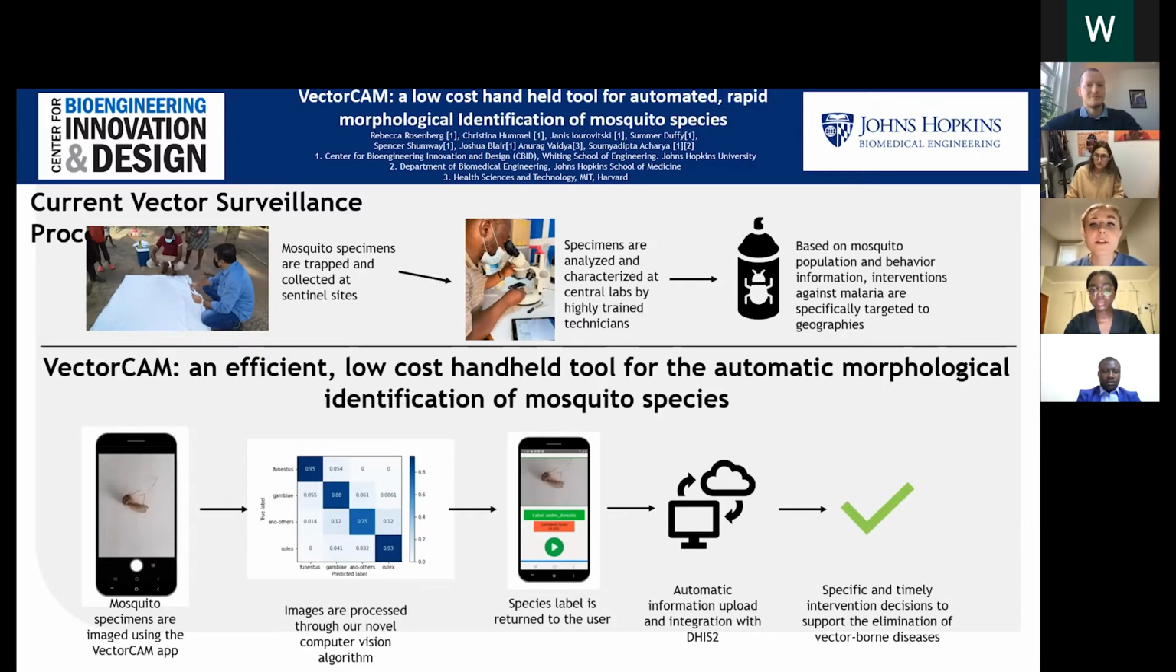By automating the process of mosquito identification, we allow for lesser trained individuals to participate in vector surveillance, thus enabling timely and cost-effective expansion of programs in partner countries. Thank you very much. Thank you.